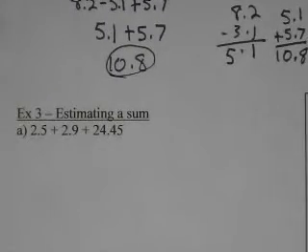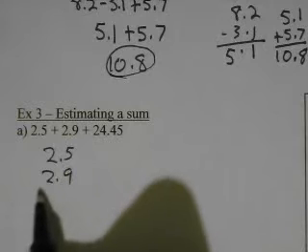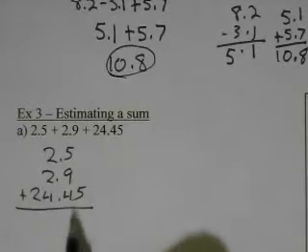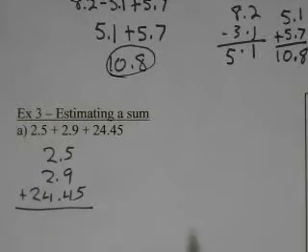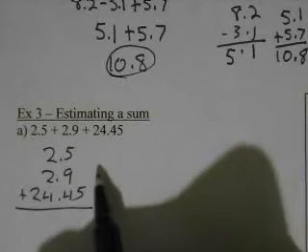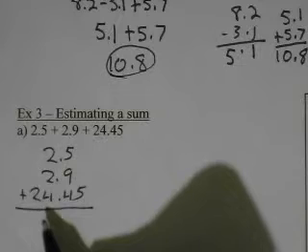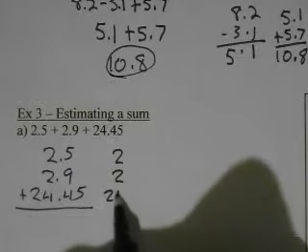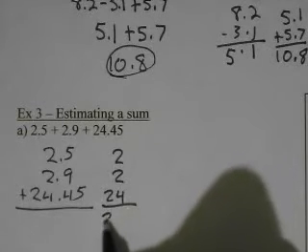So let's try to estimate the sum. I'm going to start just by writing it up and down. Now we don't want to add this up like we see it because that's not estimating. Estimating is a quick guess. So the quick guess is this front end estimation. You look at the front part, the whole number part. Well, I have a 2, I have a 2, and I have a 24. If I add that up, I can do quickly. We get 28.